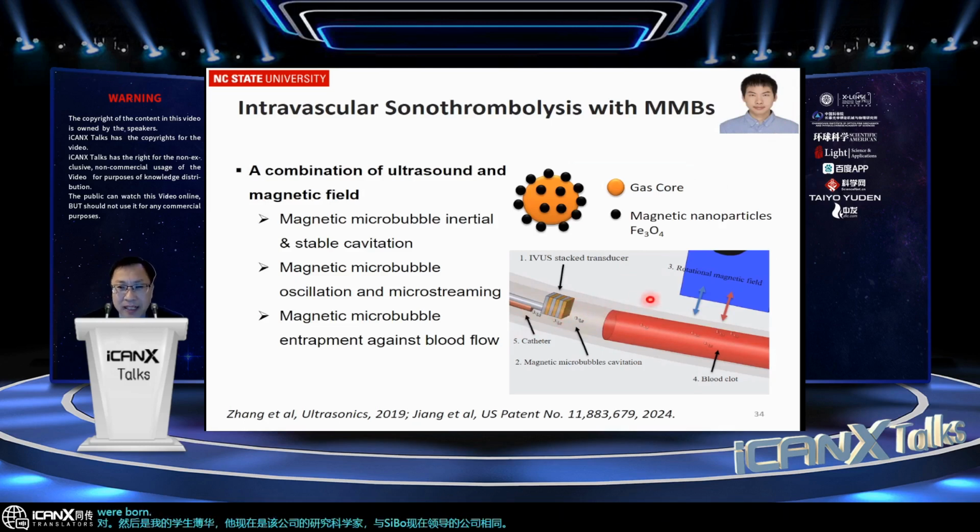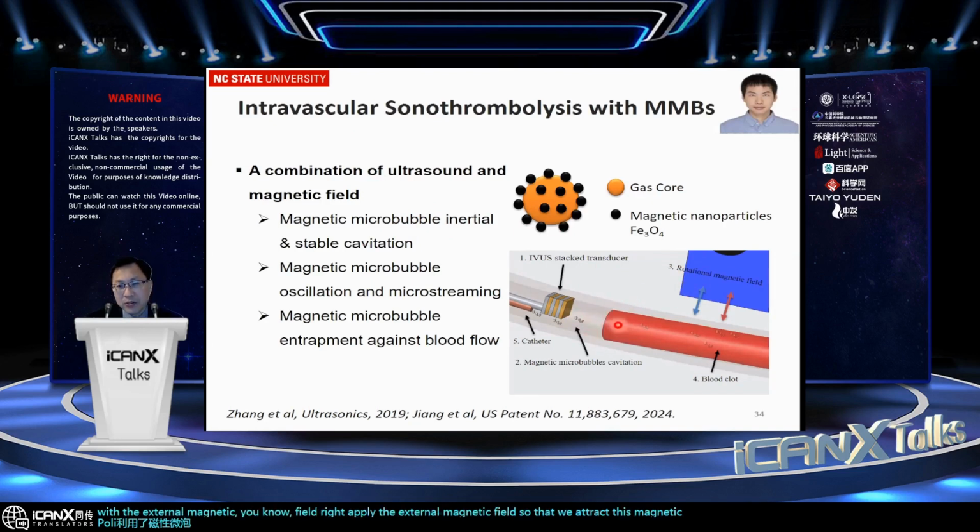Well, Boa came up with the idea that we can use magnetic microbubbles. This was also a collaboration with a professor in Nanjing, Dr. Yu Gao, who can make those magnetic microbubbles. Boa utilized the magnetic microbubbles with an external magnetic field, right? Apply the external magnetic field so that we attract the magnetic microbubbles just next to the blood vessel.